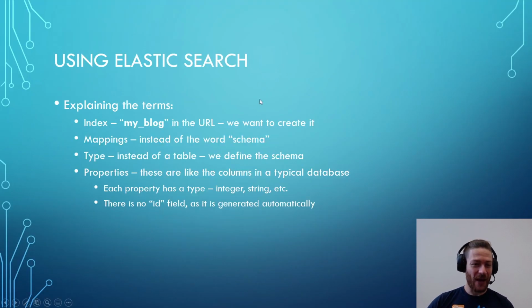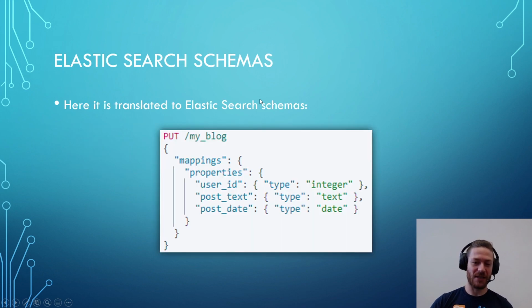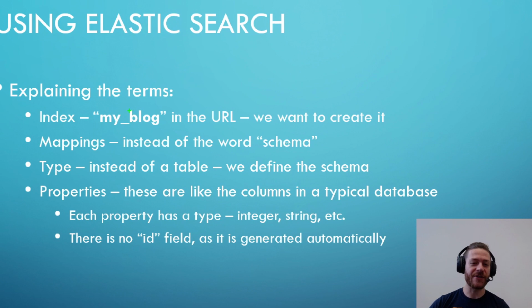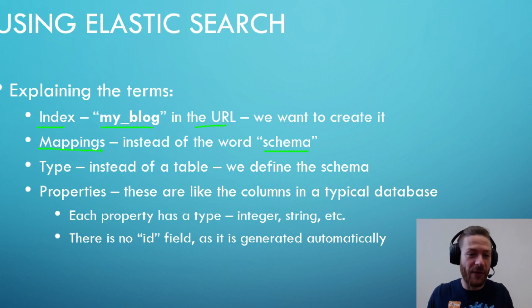So let me explain the terms behind this thing here. First we have the index. We need to specify my blog in the URL. We want to create an index. Then instead of the schema, we define mappings. These are not required, like I specified. These mappings are easier for Elasticsearch if you provide them. If you know them initially, it will be easier for Elasticsearch, but it's not required.